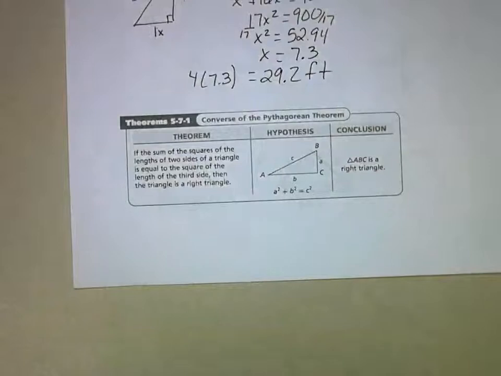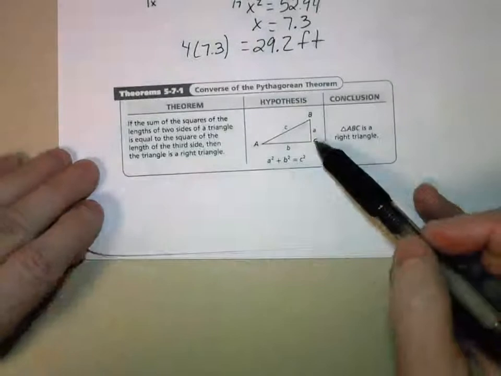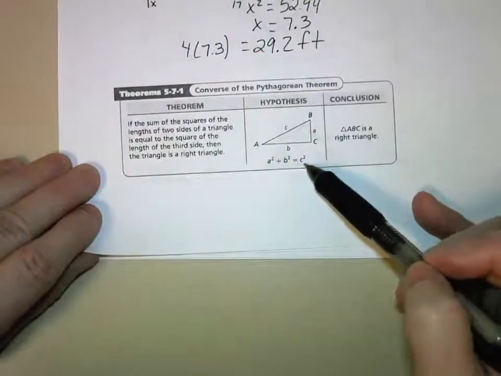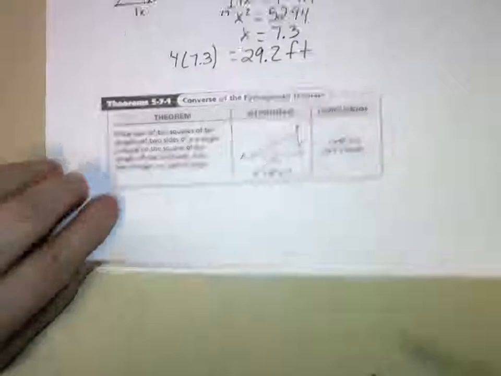Next we have the converse of the Pythagorean theorem, and that says if the sum of the squares of the lengths of two sides of a triangle is equal to the square of the length of the third side, then it is a right triangle. So the opposite is true. If we know a squared plus b squared equals c squared, then we know we have a right triangle.